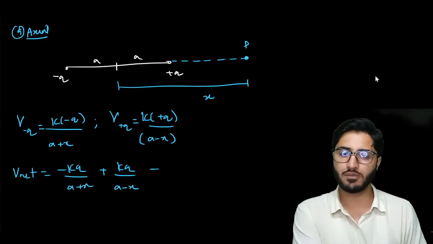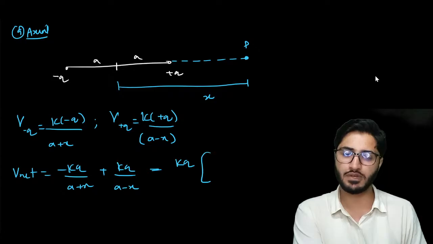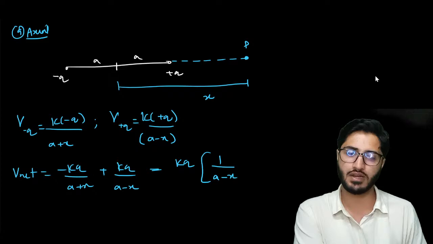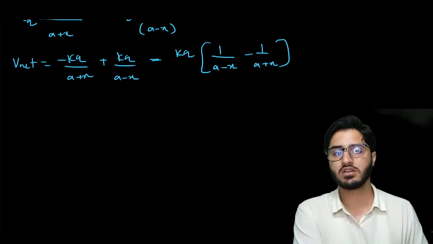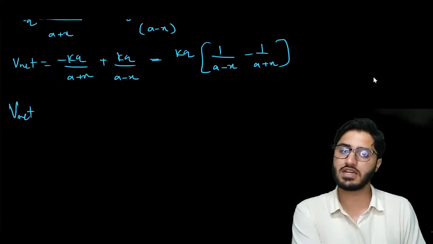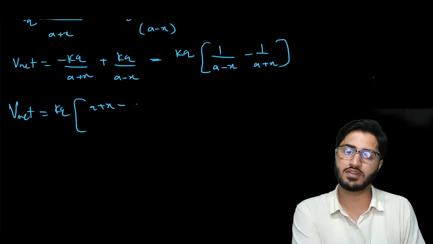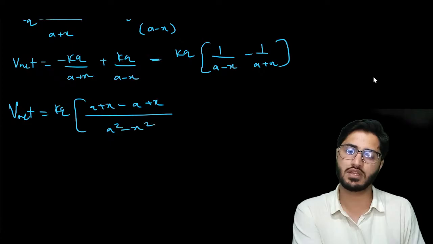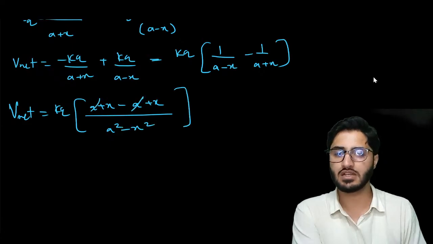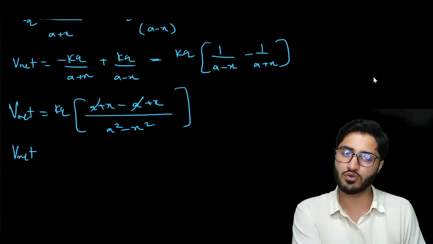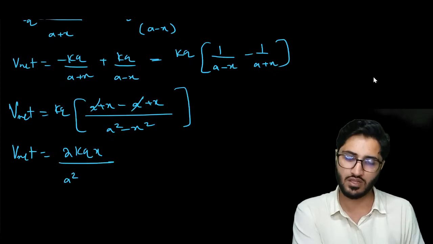I will do a little bit of mathematical manipulation. It is kq times 1 divided by a minus x minus 1 divided by a plus x. So here, what is V net? V net came out to be kq times a plus x minus a plus x, whole divided by a square minus x square. A cancels out. So V net came out to be 2kqx divided by a square minus x square.